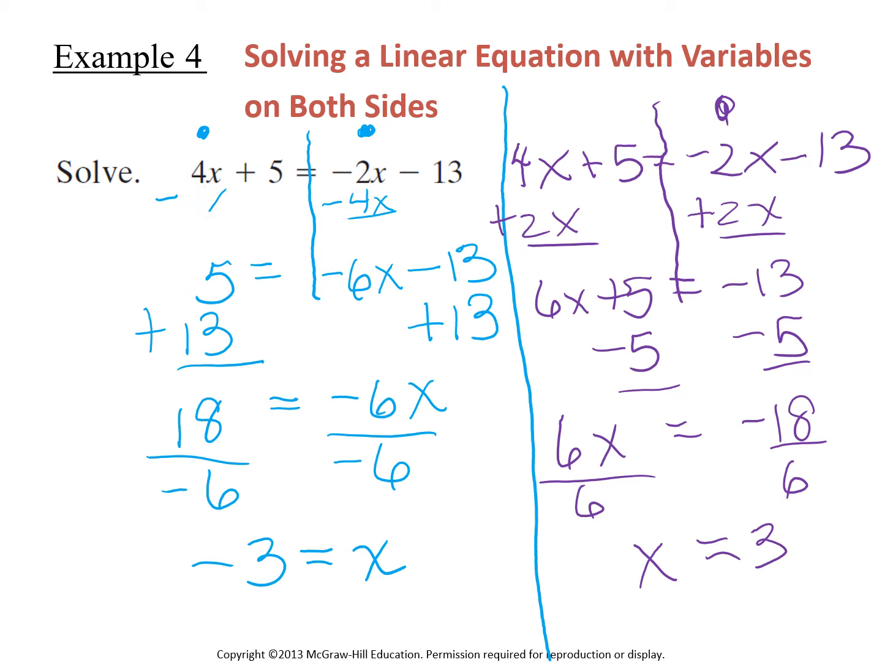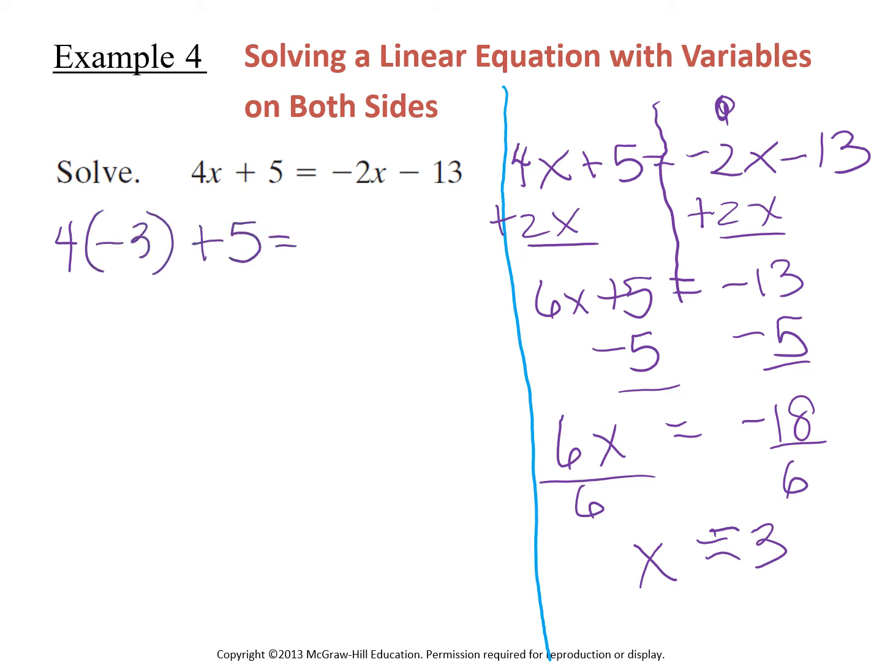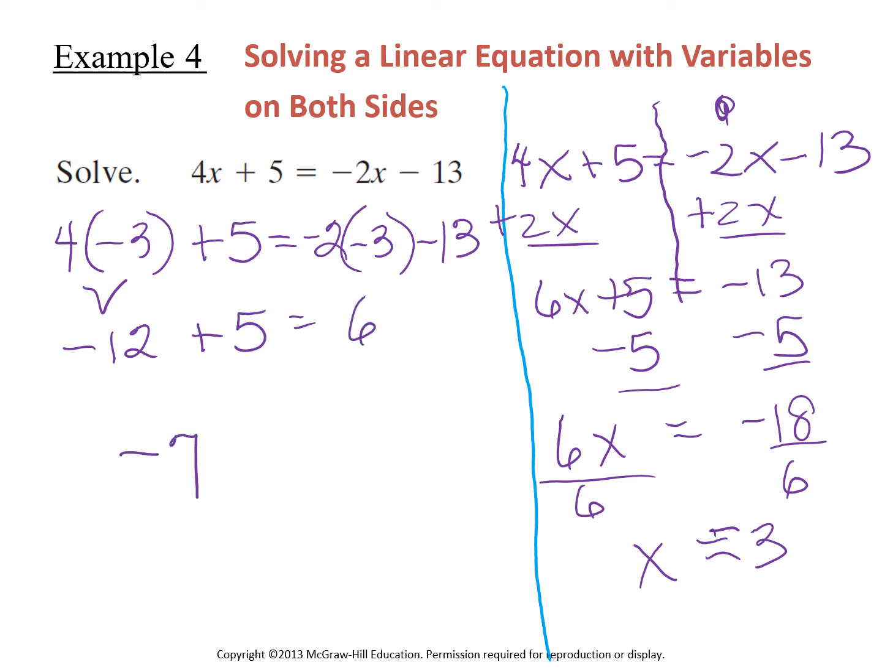So now I'm going to go ahead and check my solution by plugging it into the original equation and making sure that my value x does in fact equal negative 3. So I have 6x, so that's 6 times negative 3 plus 5 equals negative 2 times negative 3 minus 13. So here I have negative 18 plus 5, or negative 13. On the right I have 6 minus 13, which is negative 7.